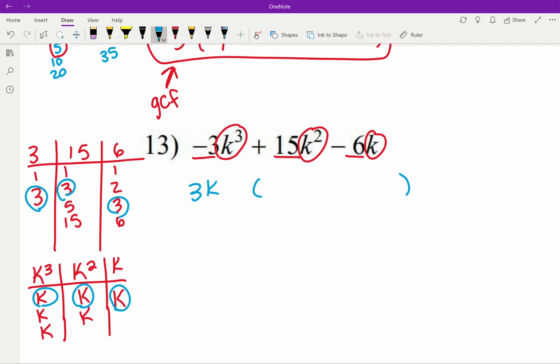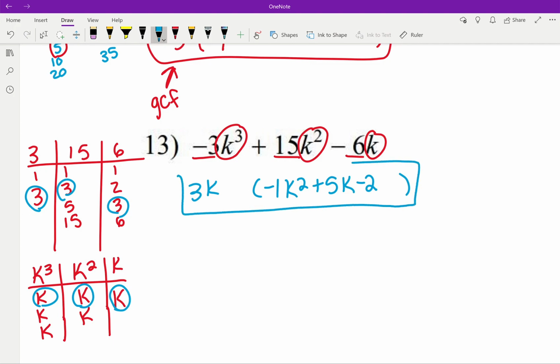So negative 3 divided by 3 is negative 1. K cubed divided by k is k squared. 15 divided by 3 is 5. K squared divided by k is k. Negative 6 divided by 3 is negative 2. And k divided by k is just 1, so we don't have to write it. So this is our answer.